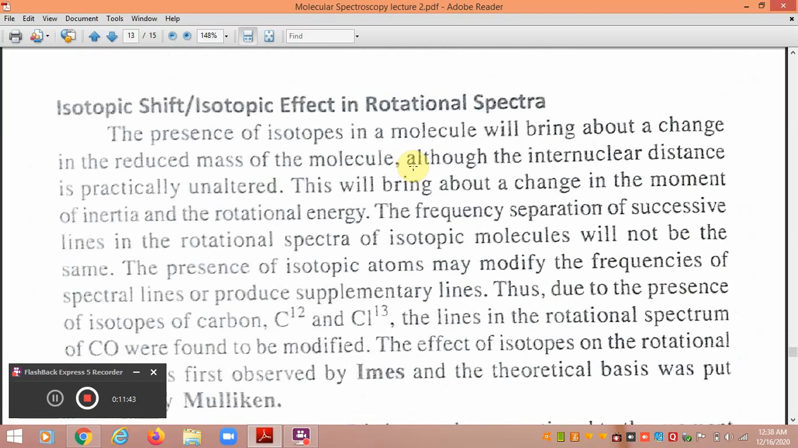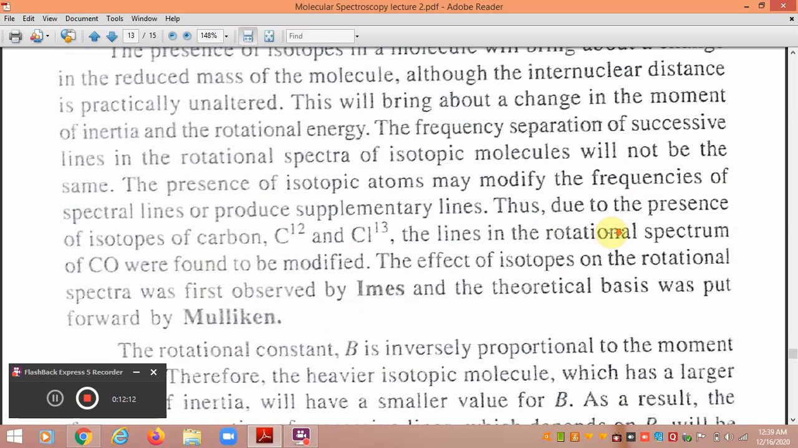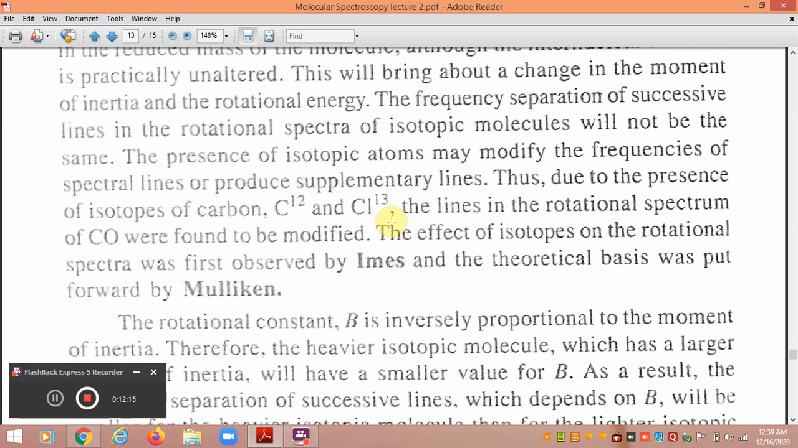So this is all regarding the limitations of microwave spectra. Again, it is also observed that if the atoms in the molecule are replaced by their isotope, that also shows some effect on their rotational spectra, and the presence of isotope in the molecule will bring about the change in the reduced mass of the molecule, though the internuclear distance remains unchanged. This will bring about the change in the moment of inertia and the rotational energy, and hence the frequency separation of successive lines in the rotational spectra of the isotopic molecule will not be the same as that of the original molecule.